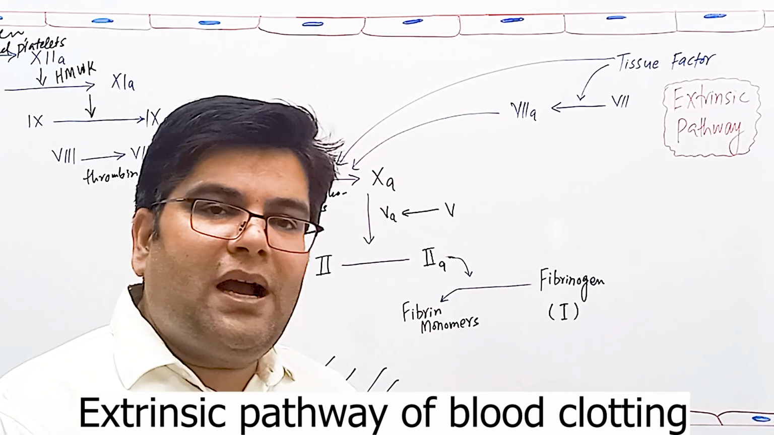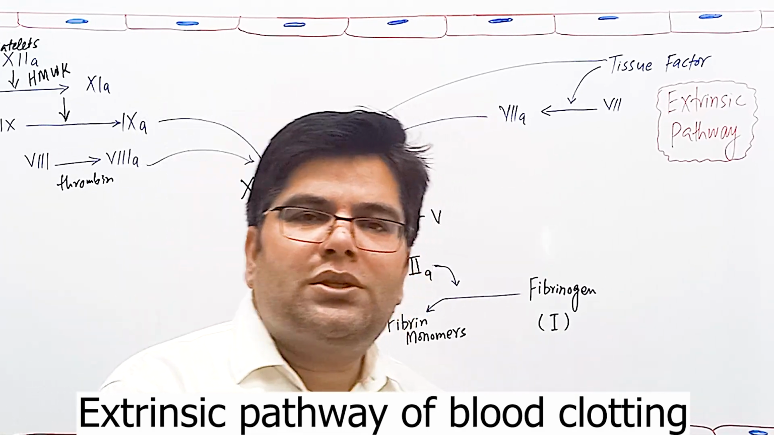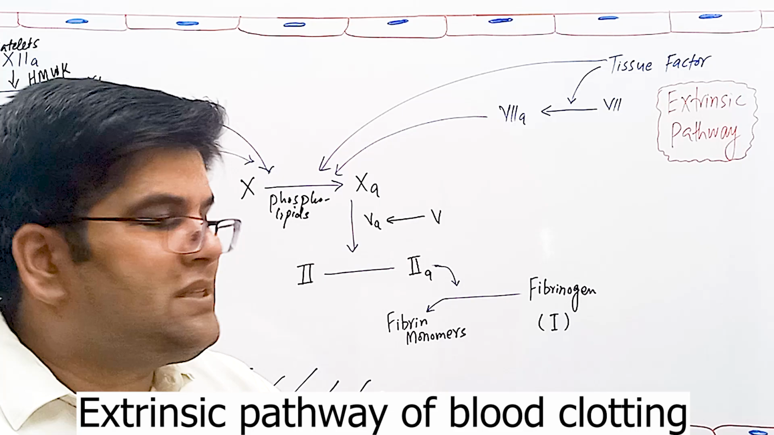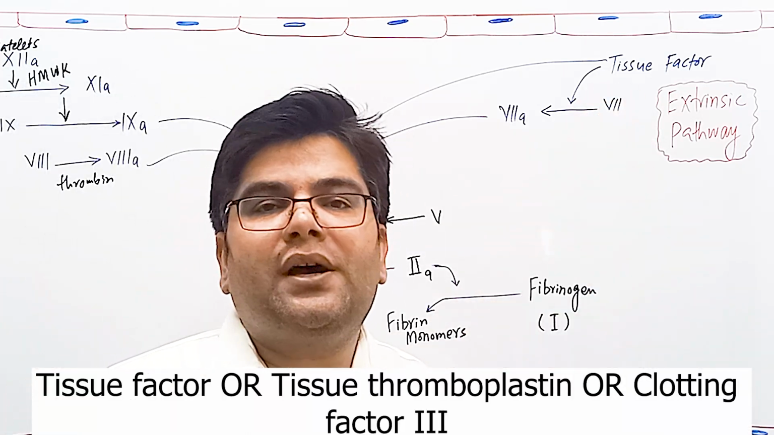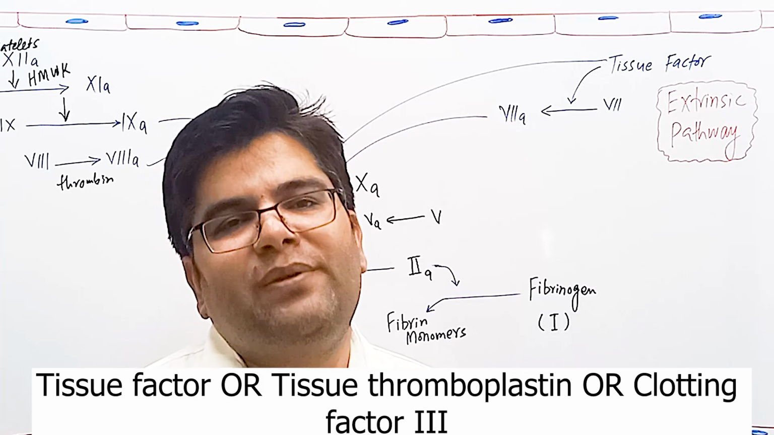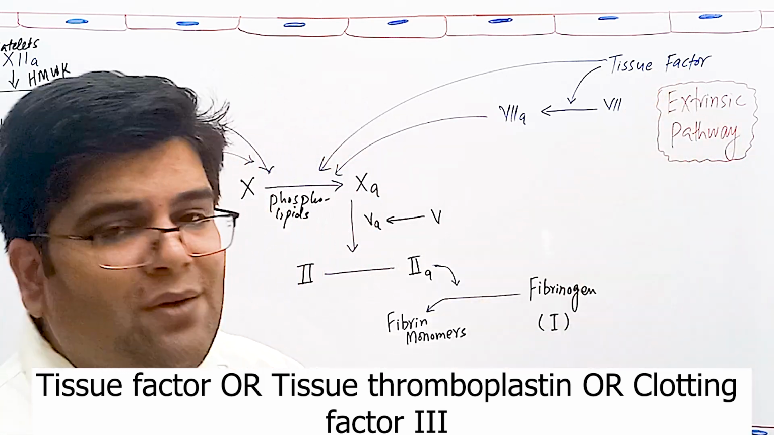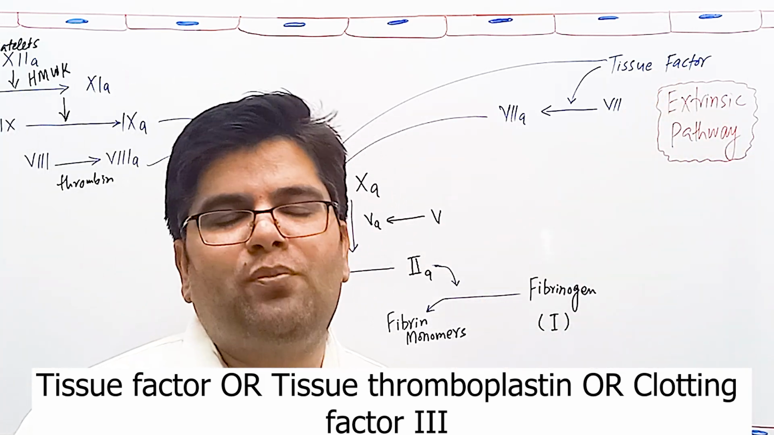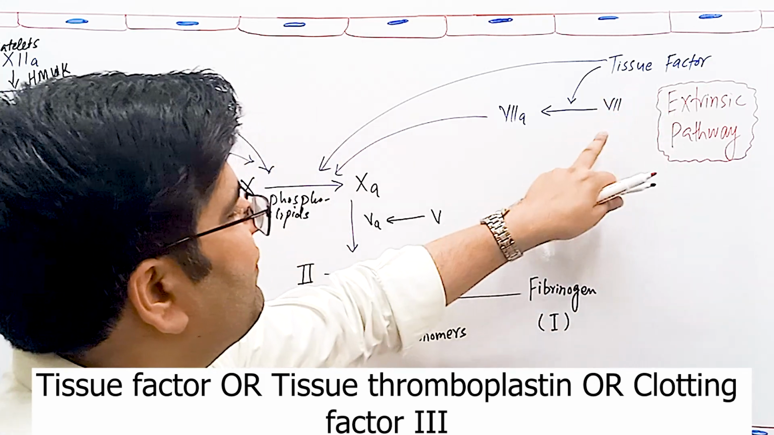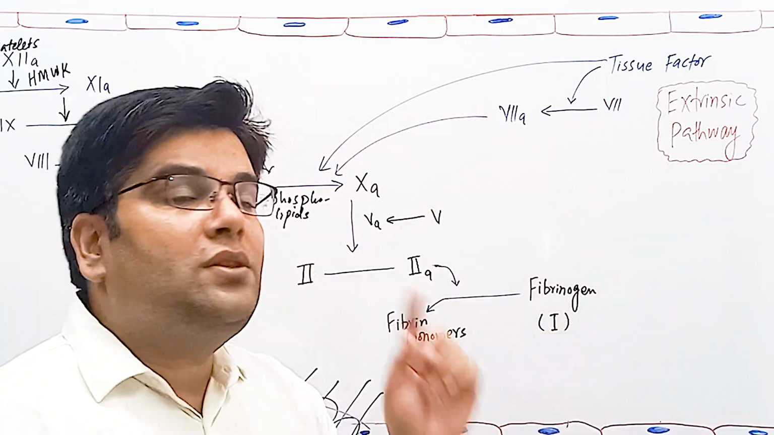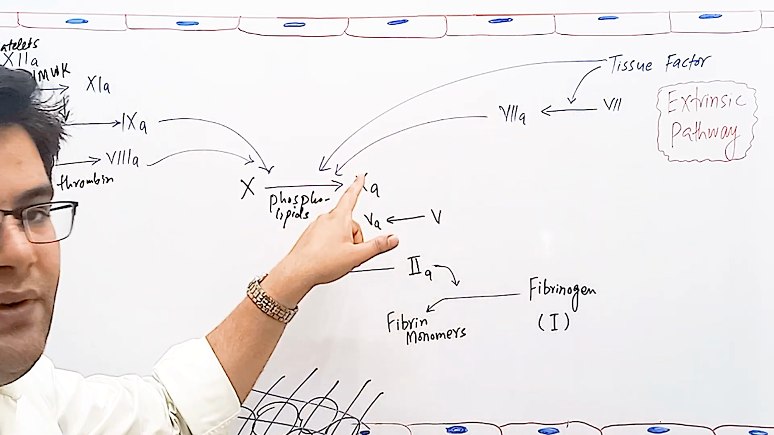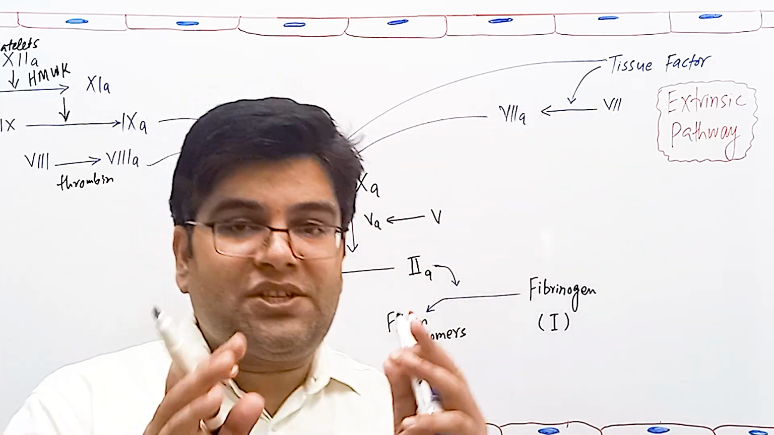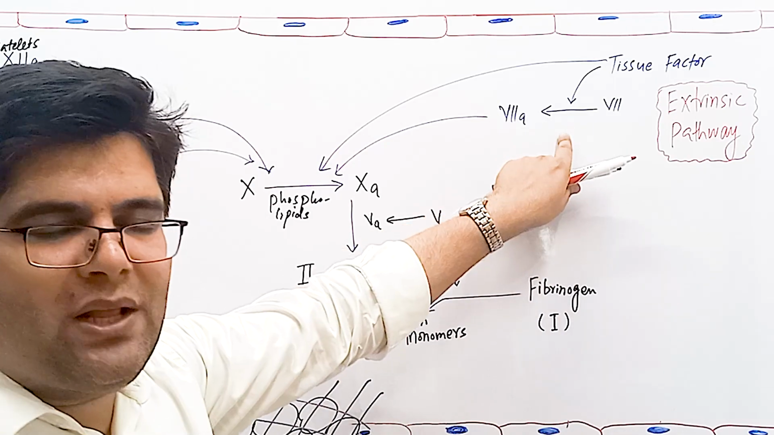And when blood comes in contact with the tissues after there is trauma to the vessel, then this factor number 3, which is also called tissue factor or tissue thromboplastin, will be released. This tissue factor is a complex of phospholipids and lipoproteins. Factor number 3 activates clotting factor number 7. This activated clotting factor number 7 along with the tissue factor then will activate clotting factor number 10. This extrinsic pathway is a shortcut pathway.